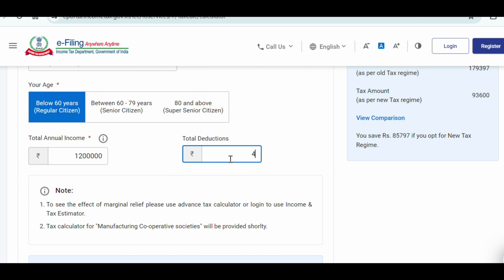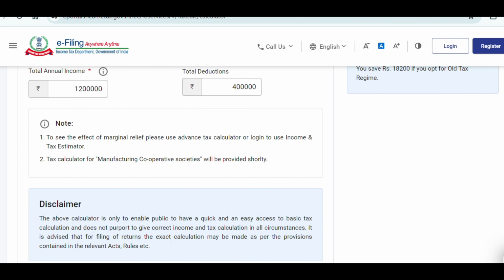So I'll put 4 lakh rupees. You may be wondering how can I claim both HRA and the interest on housing loan? If your rented house and your self property are in different cities, you can always claim both HRA and the interest on housing loan. So I'll put total deductions as 4 lakh rupees here.